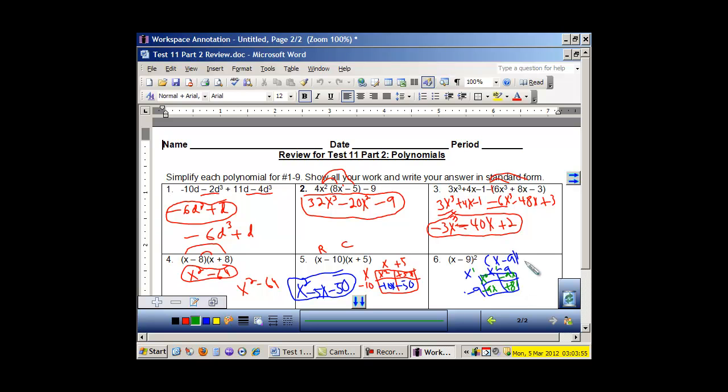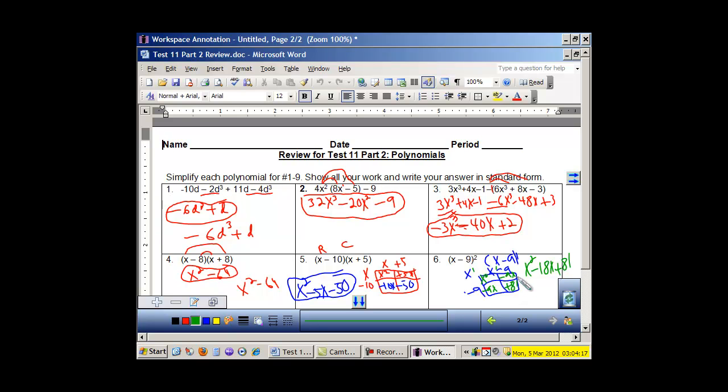So I have x squared. Negative 9x and negative 9x is minus 18x. And I have plus 81. We're going to add the two negatives. So same sign, combine, keep the sign. Negative 9 plus negative 9 is negative 18.